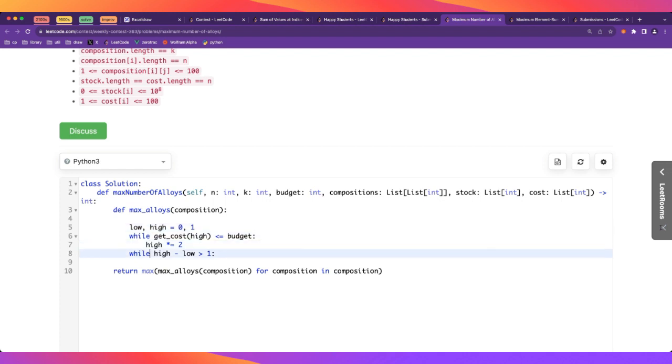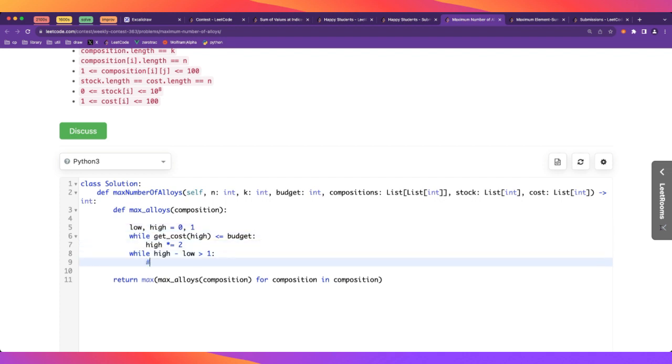So notice that at this point we have this invariant. The invariant is that the get cost of low is less than or equal to the budget, and get cost of high is greater than the budget. So high is bad and low is good, right? And why is this true at the beginning?